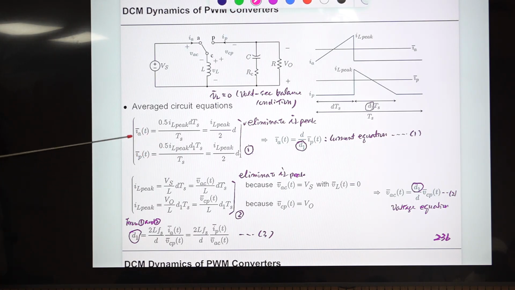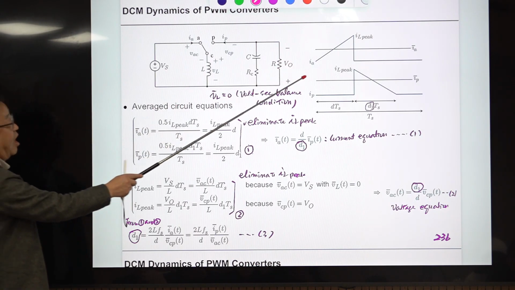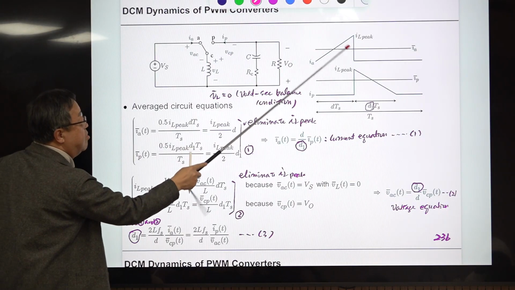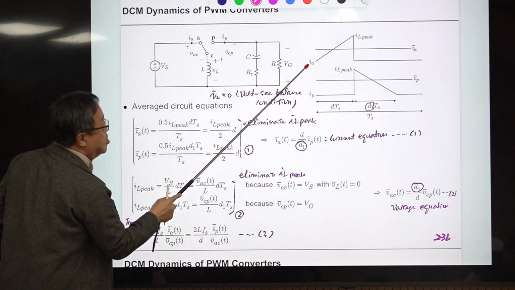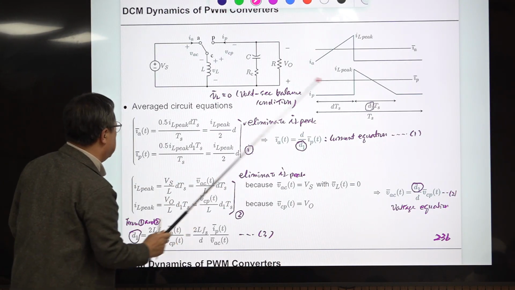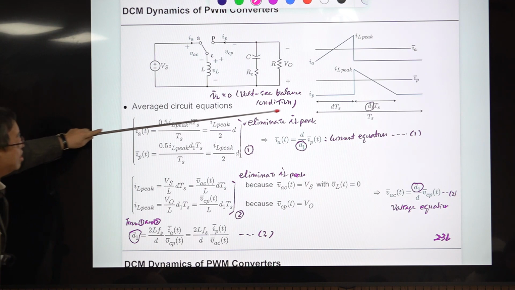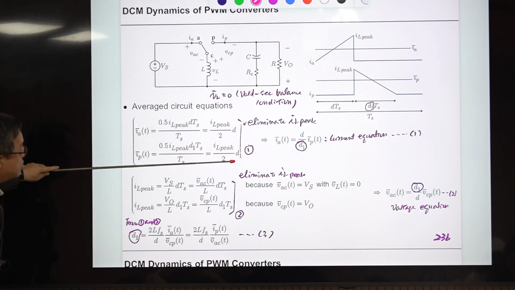So first, IA bar T. This is the IA bar. You just average this triangle, obtain this area, and divide that by this switching period, which is this. Then this is cancelled, and you have this equation. And the IP is this one. Then you have this equation.